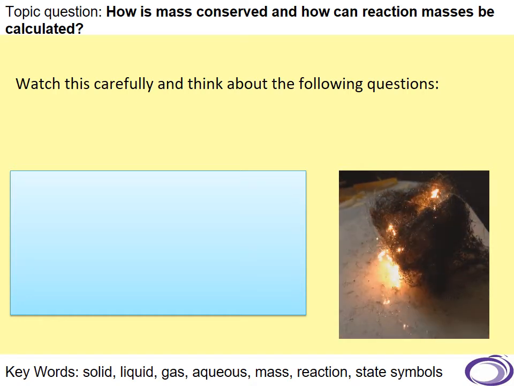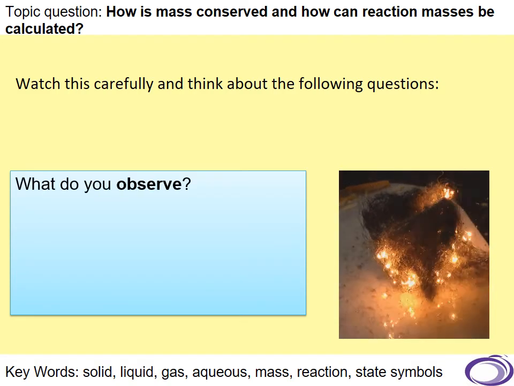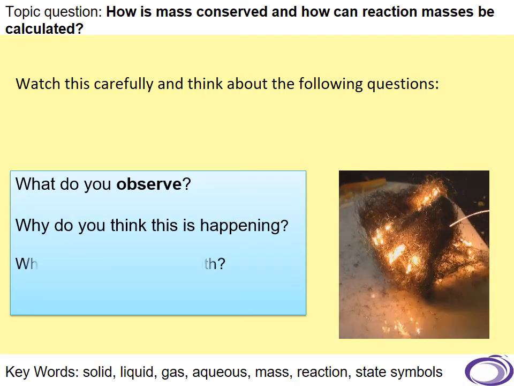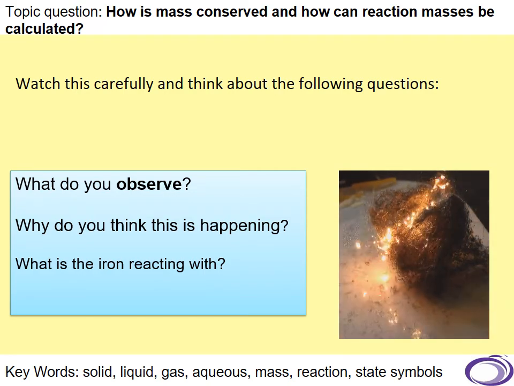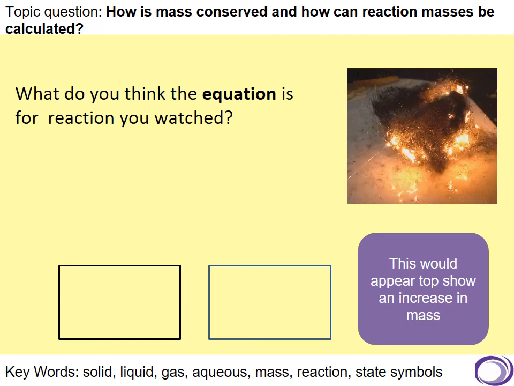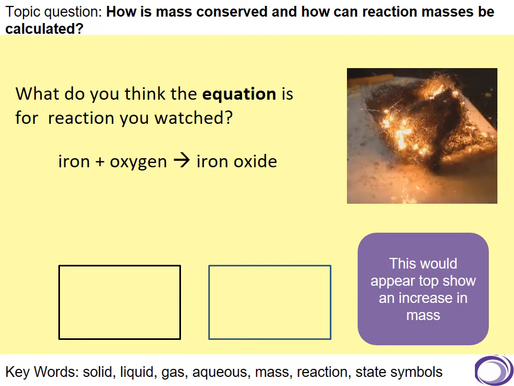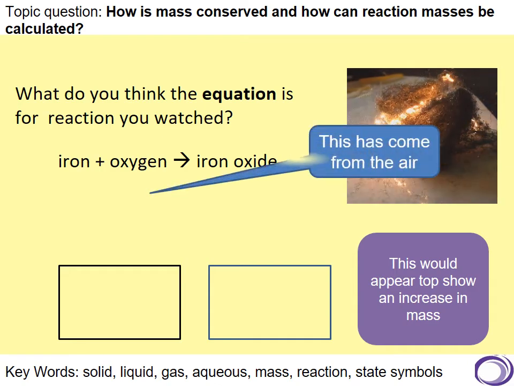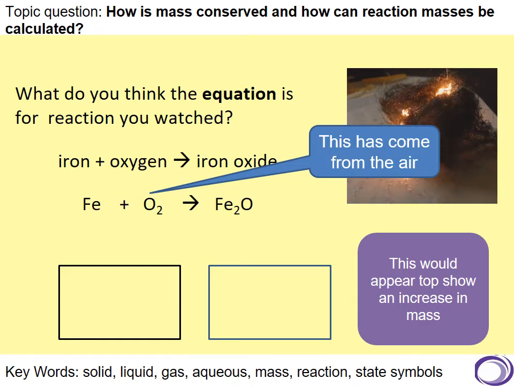Looking at the video that's showing on the right hand side, what can you observe? So that means what do you see, what do you think is happening, and what do you think the iron is reacting with? Well, the reaction that we're seeing is the reaction of iron and oxygen to form iron oxide. Oxygen from the air is reacting with the iron.